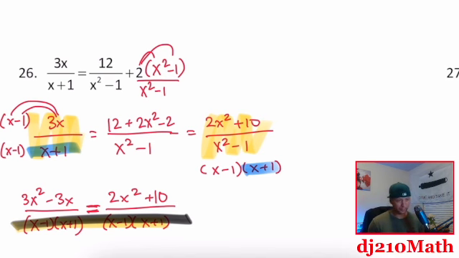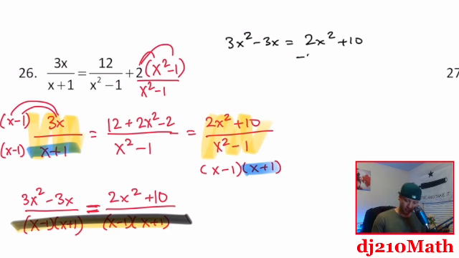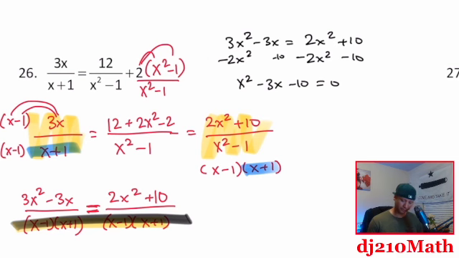So I'm going to move everything to one side. So I'm going to rewrite it over here. This is 3x squared minus 3x is equal to 2x squared plus 10. Right, this is a lot easier problem because when you minus 2x squared, we get x squared minus 3x. I'm going to minus 10 from both sides, and this equals 0.